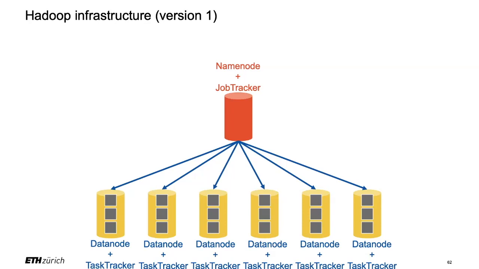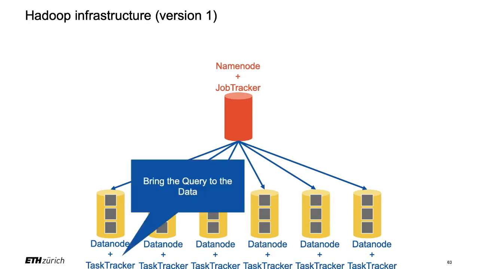That means that when you execute your map function on the input, where is the input? It's on the local disk of the same machine. It's exactly this idea of short-circuiting with HBase that we already had. You can also short-circuit with MapReduce. There is a name for that. It was kind of a hype 10 or 15 years ago. It's bring the query to the data. You bring the query to the data.